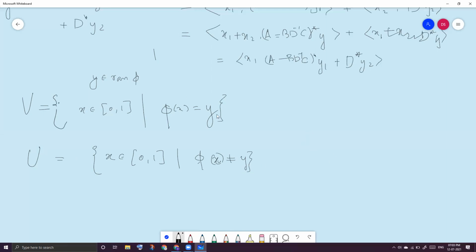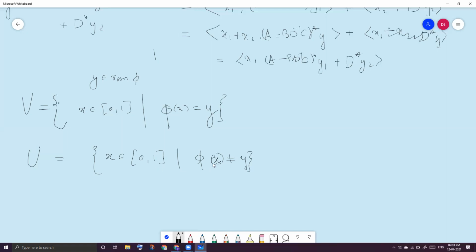So at any point x where phi of x is equal to y, there is a neighborhood around x such that phi of x dash is equal to y for any x dash in that neighborhood. So this V is the union of such neighborhoods, so it is an open set.